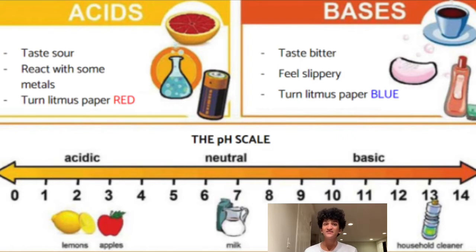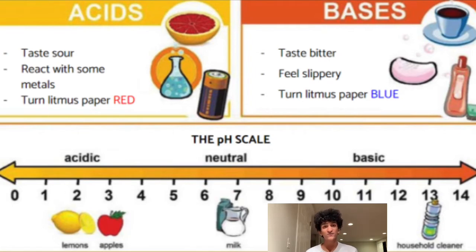Next up, we need to identify bases, and a lot of bases have similar characteristics as well. First, most bases taste pretty bitter, but remember, it's never a good idea to eat or drink anything you are working with for science. Bases also feel quite slippery, and lastly, if you dip a piece of litmus paper into a base, it should turn the paper blue. Some good examples of bases are baking soda, household cleaners, or soap.